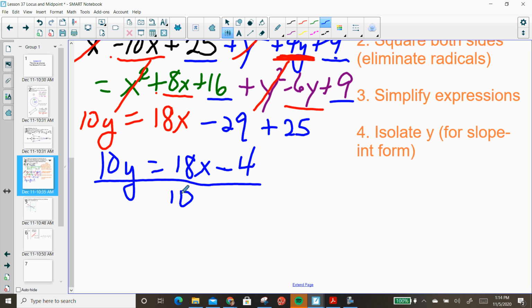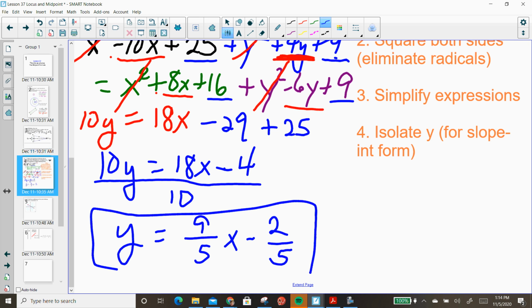Divide everything by 10 and reduce the fractions. Y equals 9/5 x minus 2/5. So anybody with any questions on what we did there or what's expected on your homework? Okay, and that only leaves reviewing the midpoint formula for today.